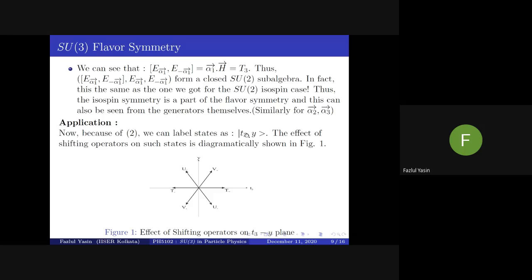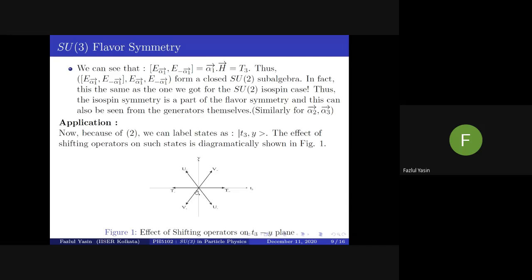T3, as we have already shown, corresponds to the isospin only, and Y is referred to as the hypercharge. Now, the shifting operators act on this state in the manner as shown in this figure. T plus acts only on the T3 values and increases the T3 value by 1, T minus decreases it by 1, V plus increases the T3 value by half and the Y value by 1, while V minus does the opposite.